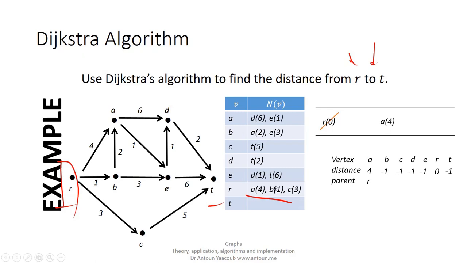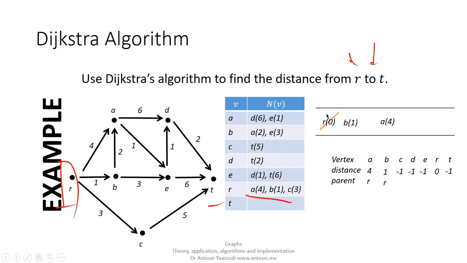Then I will move to B. B is equal to 0 plus 1, because I'm coming from R. We have -1 here, so I can update that because this is the first discovery of B. So I will enqueue B of 1, update the distance to 1, and say that I come from R.